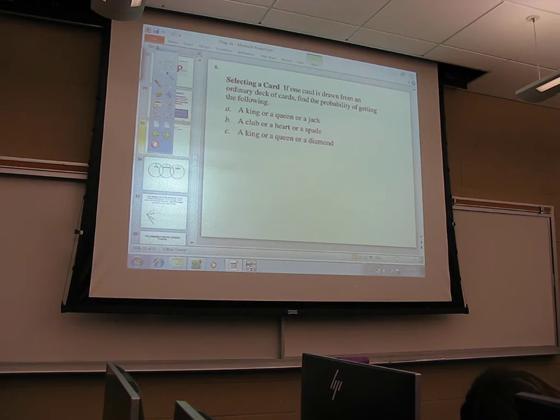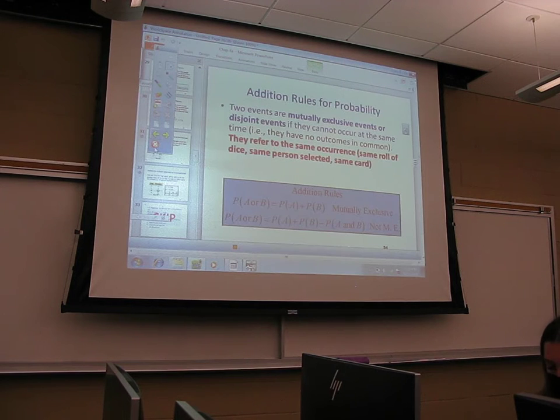All right, so selecting a card. Yep, so we're skipping lab problem 5 for right now. We'll come back to it, I think, but not right now. Could you go back a step so we could write down the additional rules? Yes.